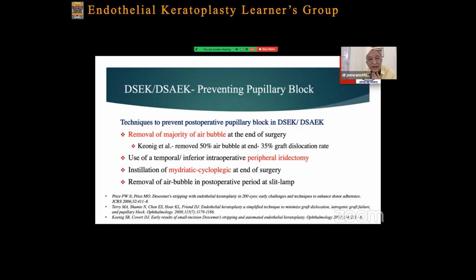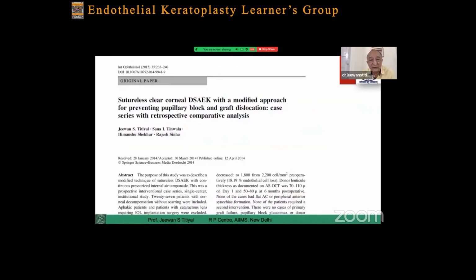The majority of the time, post-op pupillary block was a major concern. People would reduce the air bubble to a smaller size, do a peripheral iridectomy like we do for DMEK surgeries. Some people use mydriatic cycloplegic agents.